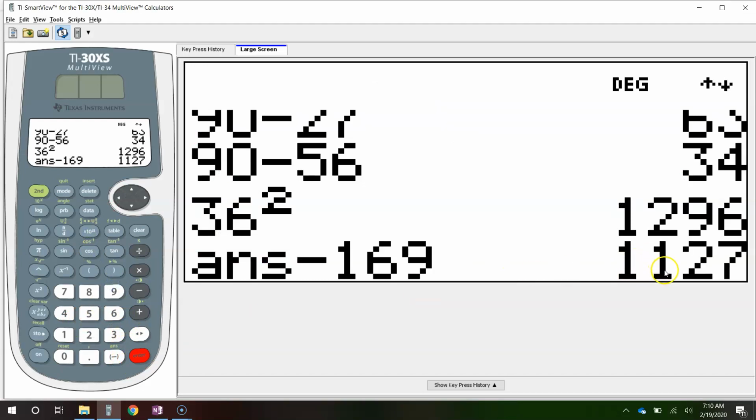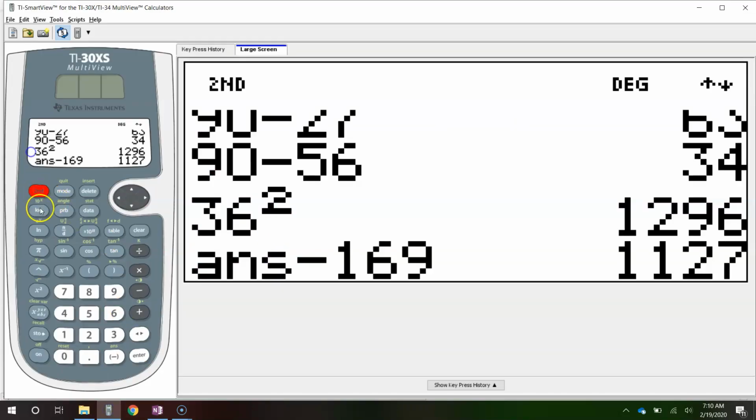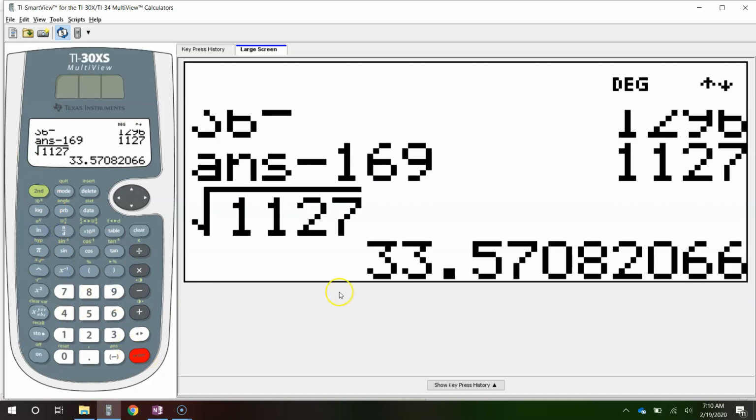So that's 1,127. Then finally we do the square root to get the final answer. So that is 33.571. Got to round up.